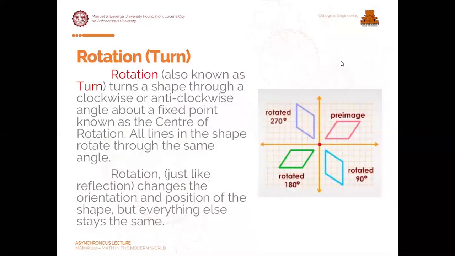Okay? So let's say ito yung given natin pre-image, itong rhombus natin dito. So ang point o center of rotation natin is itong point na to. So kapag ni-rotate natin na 90 degrees clockwise, so ito 'yan, no? Kapag clockwise, di ba, ibig sabihin kaparehas ng orasan yung direction ng rotation natin. So ito is clockwise, no? Then ito yung counterclockwise o anti-clockwise. Okay? So ito ay clockwise.